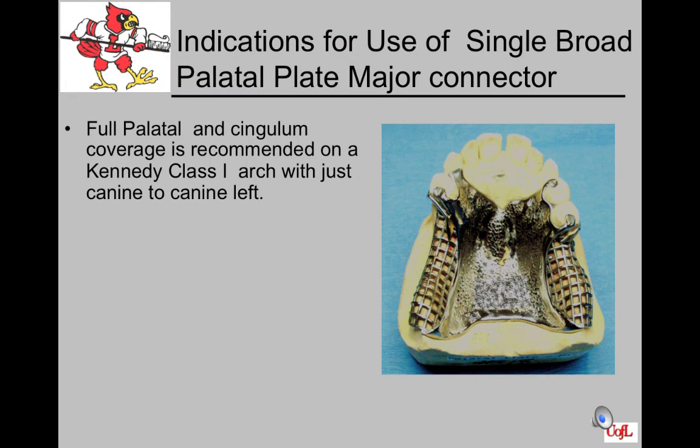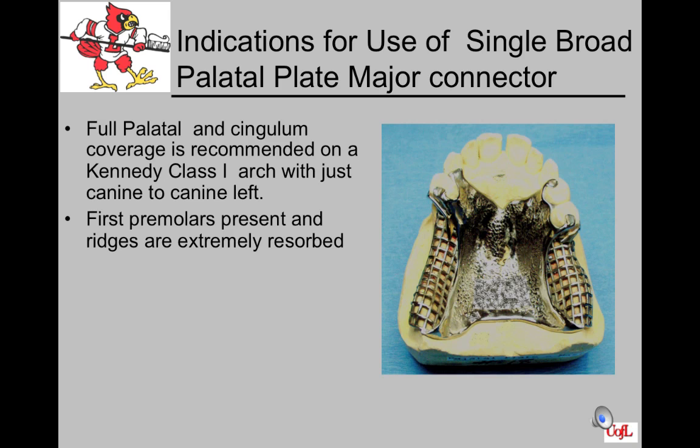Full palatal and cingulum coverage is recommended on the Kennedy Class 1 arch with just canine to canine left. The presence of plating over the cingulums of the incisors aids in indirect retention. The palatal plate can be used even with the first premolars present when the ridges are extremely resorbed. It can offer additional stabilization for the prosthesis. It may be used when the remaining teeth are also periodontally involved. It allows for distribution of forces over the entire palate.